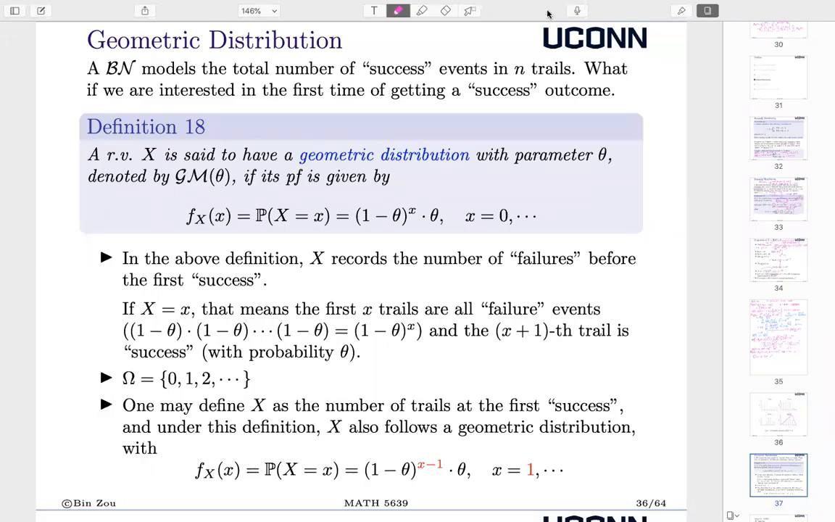Okay, let's resume our studies on discrete distributions. This time we're going to learn a new distribution. Here we have the geometric distribution.